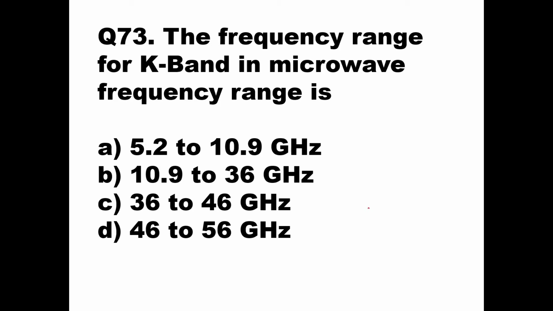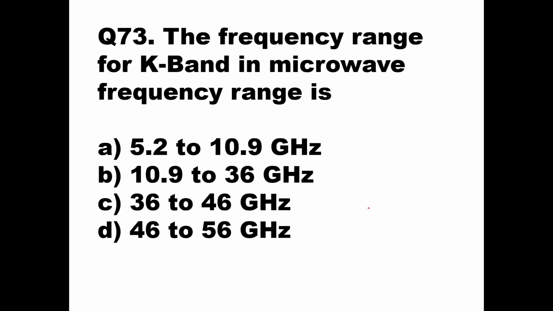The frequency range for K band in the microwave frequency range is: option A, 5.2 to 10.9 gigahertz; option B, 10.9 to 36 gigahertz; option C, 36 to 46 gigahertz; and option D, 46 to 56 gigahertz. Now, in these options, the correct range value of K band frequency range is not given. So we have to approximate this range and then mark our answer.